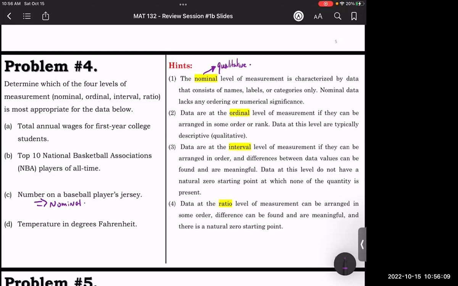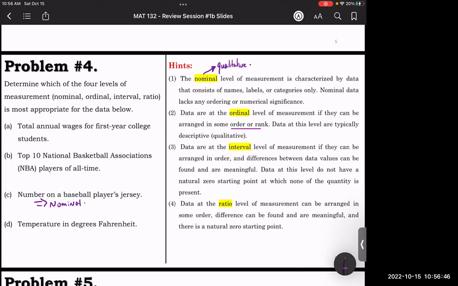Okay, let's look at our second definition. The second definition states that data are at the ordinal level of measurement if they can be arranged in some order or some rank. Data at this level are typically descriptive, meaning it's qualitative. So the other qualitative data that you guys did mention in the answer choices here was part B. But part B doesn't just go up to the nominal level. In fact, it actually goes all the way up to the ordinal level.